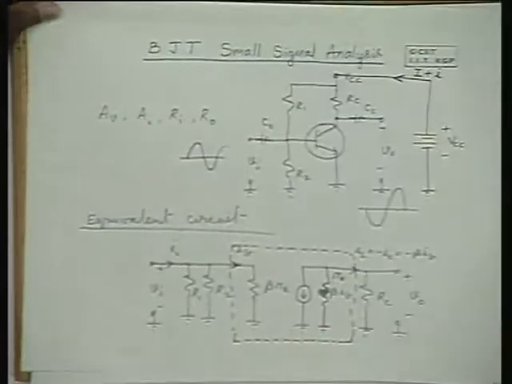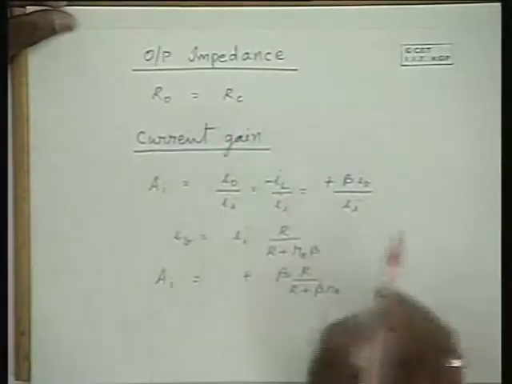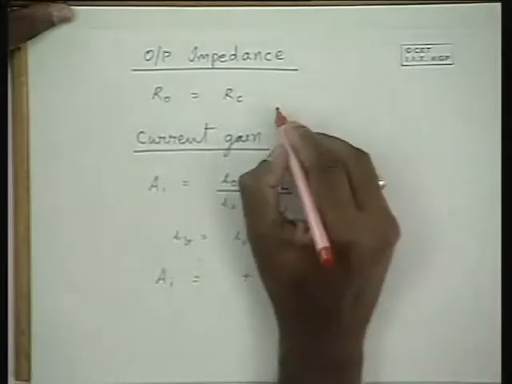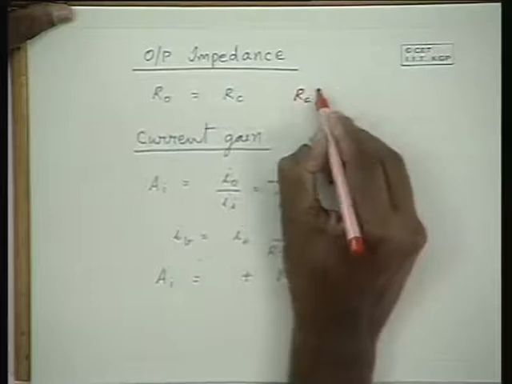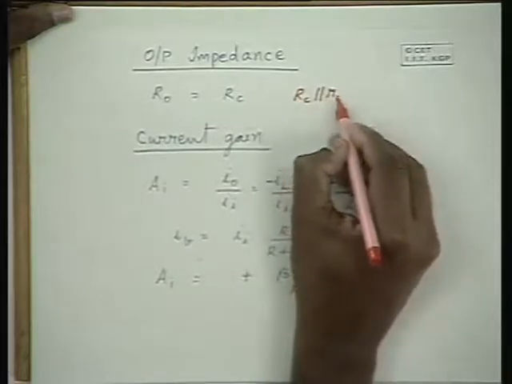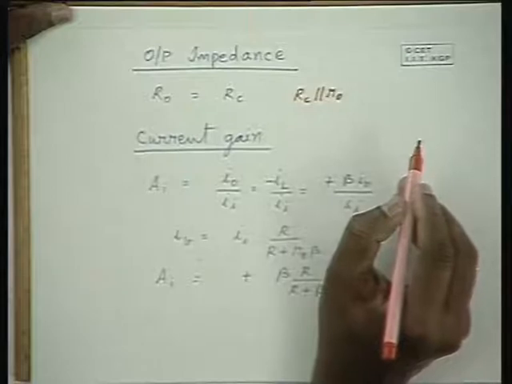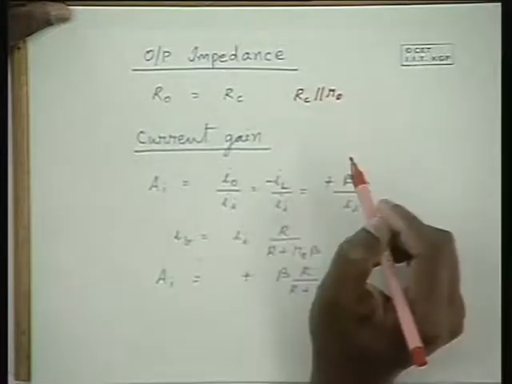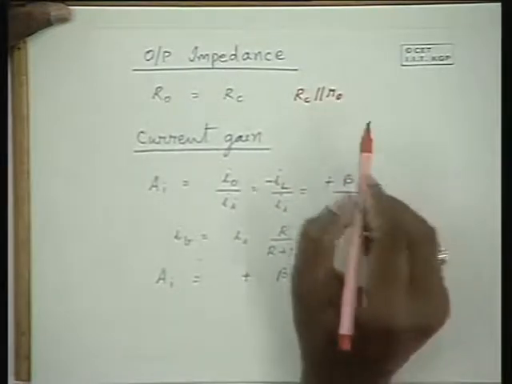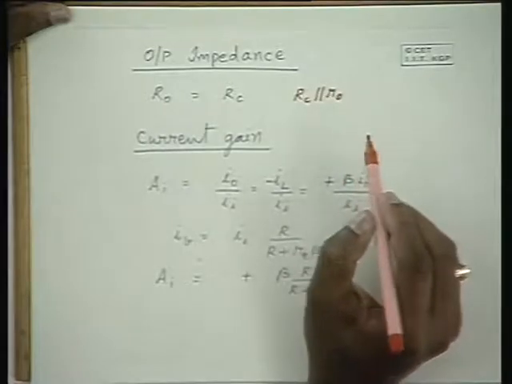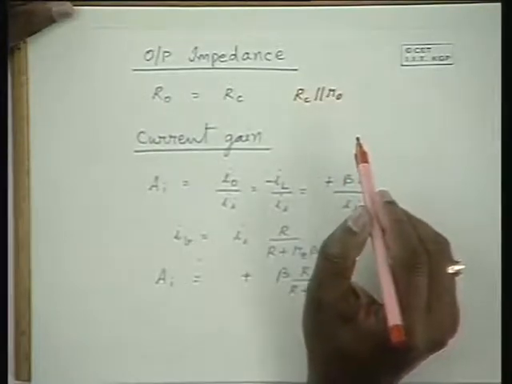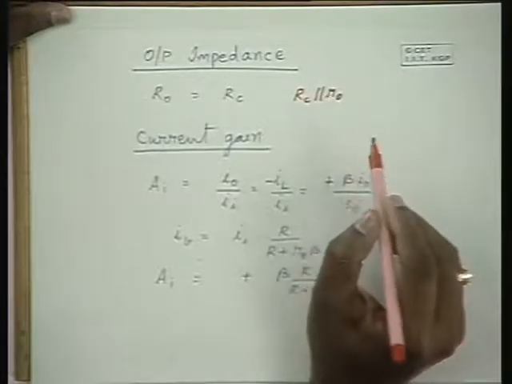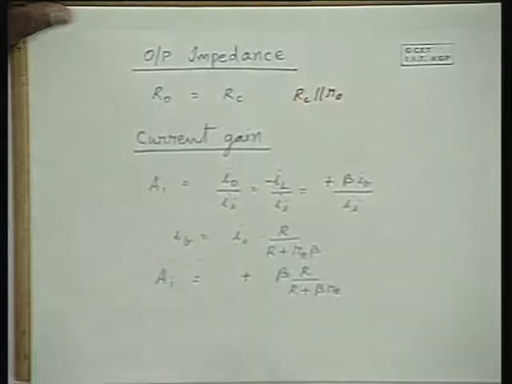Now, what about the output impedance? The output impedance is now RC in parallel with the small R0. This 40K comes in parallel with RC, and both of them put together become the output impedance. And when you treat RC as the load, the output impedance is R0. It's not infinity, but R0. Now, let us determine the current gain. Now, there is a difference here.